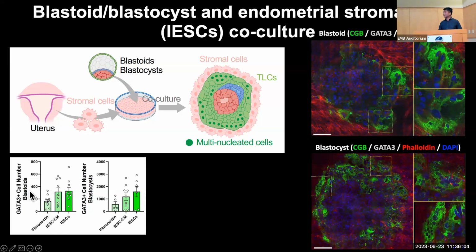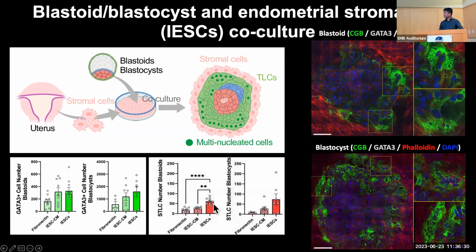The number of GATA3 positive cells is higher either in the conditioned media or in co-culture on top of the stroma cells. And we also saw the same effect with the human blastocysts, although statistically it's not significant because, as you can imagine, when you collect human blastocysts, they are at different stages. Their development is slightly varied. But with the blastoid, they're very synchronized in a way.